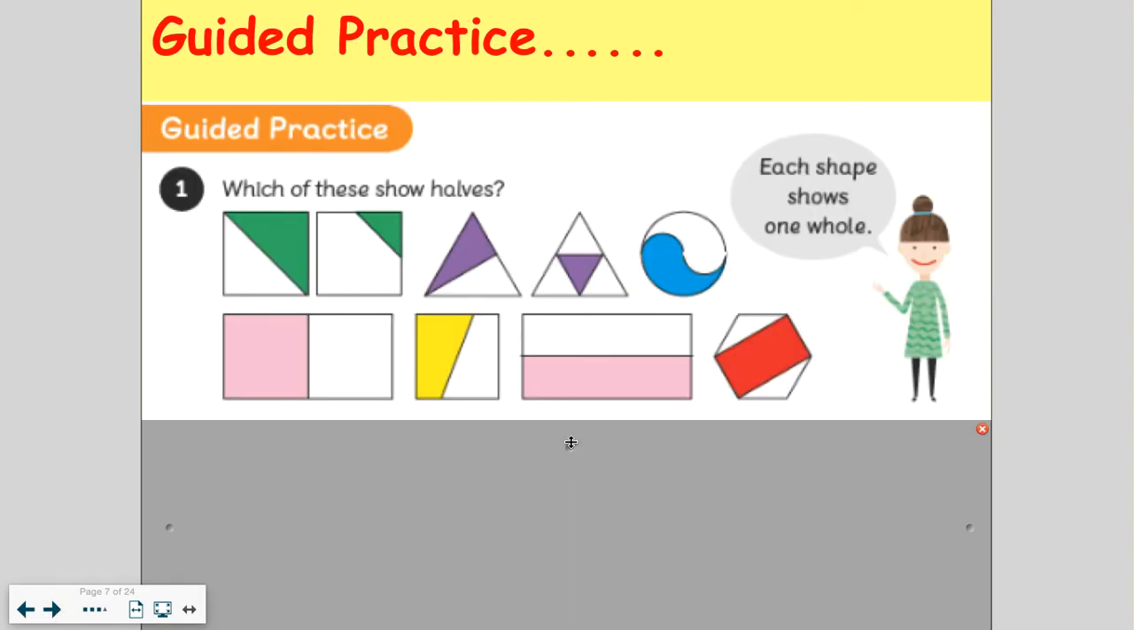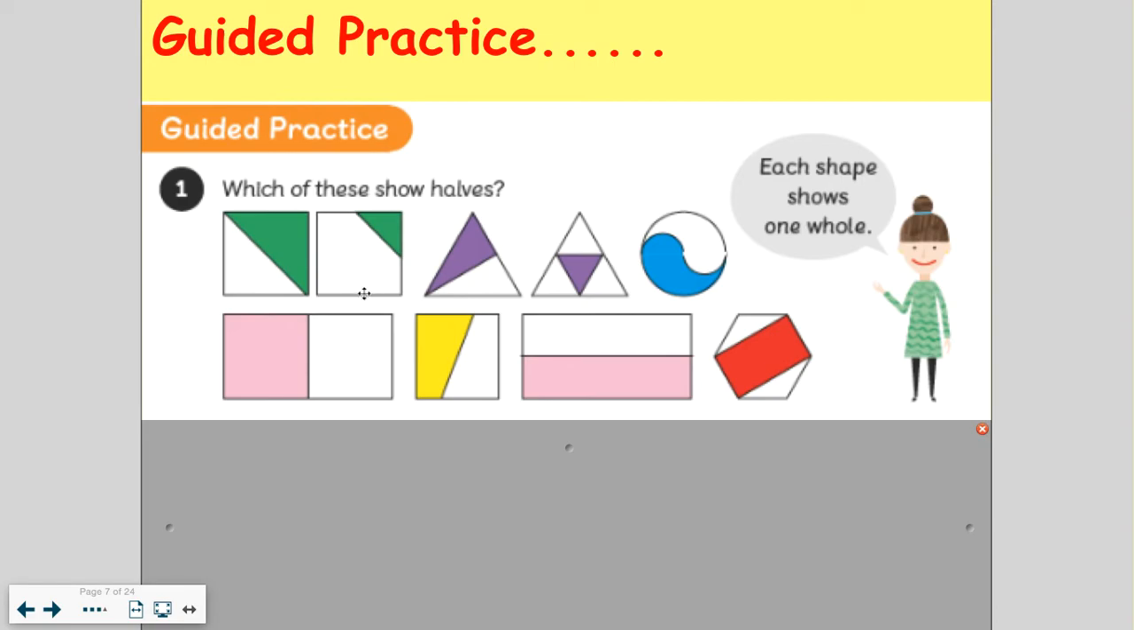Okay, our guided practice time. We've got to look at these shapes and think really carefully. Which of these shapes show halves? Remember, we need that shape to be shared equally into 2 parts. Pause the video and talk about this at home with an adult. See what you can find out.